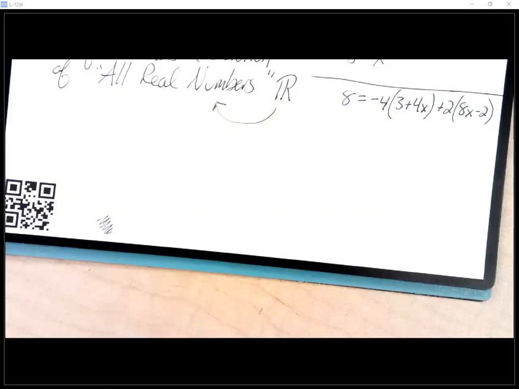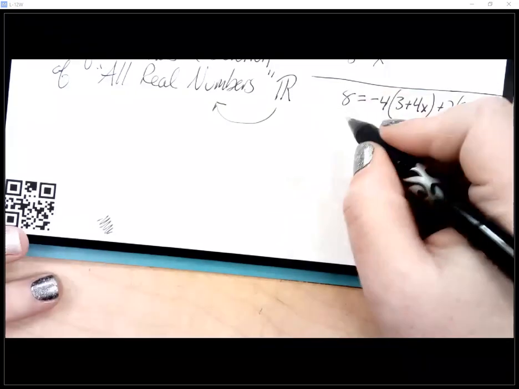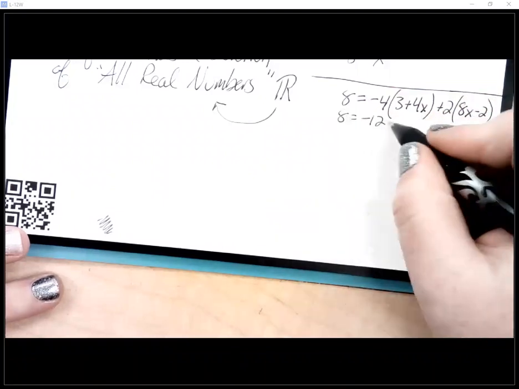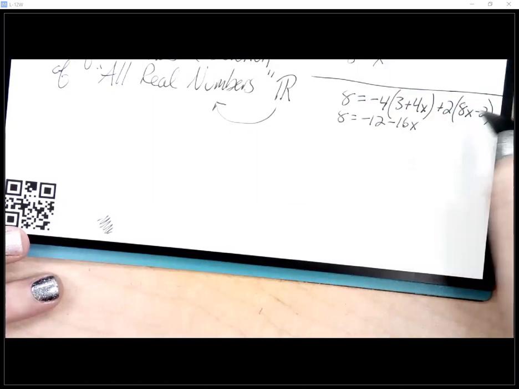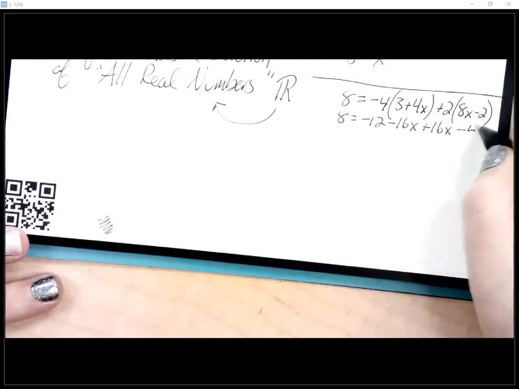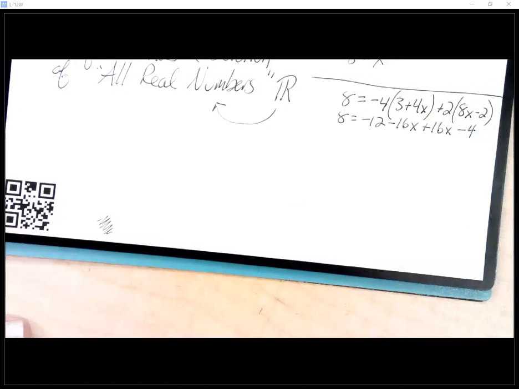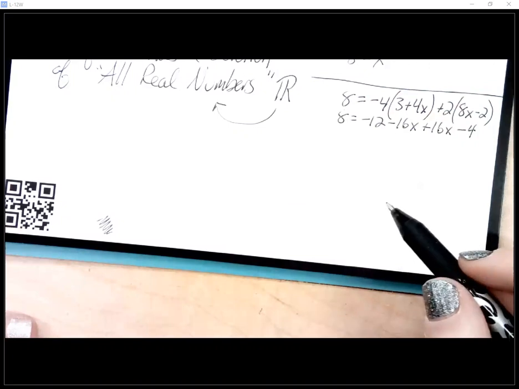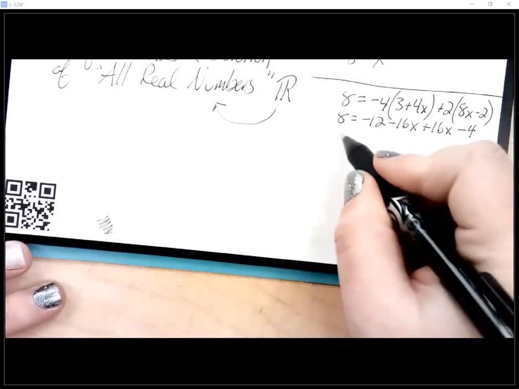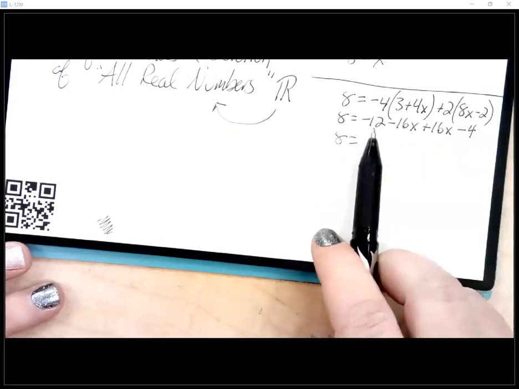Oh my gosh. Well, we have to distribute first. So we're going to distribute twice. So I've got a negative 12 minus 16x. I've got to distribute a positive 2 over here, plus 16x minus 4. All right, I have some like terms on the right-hand side. So let's combine those. I have a negative 12 and a negative 4. Those will come together to make a negative 16.